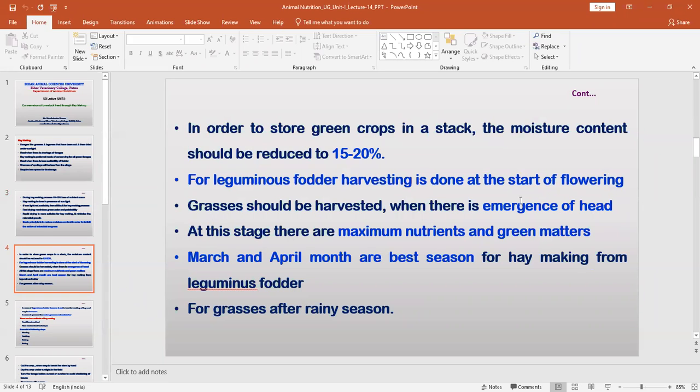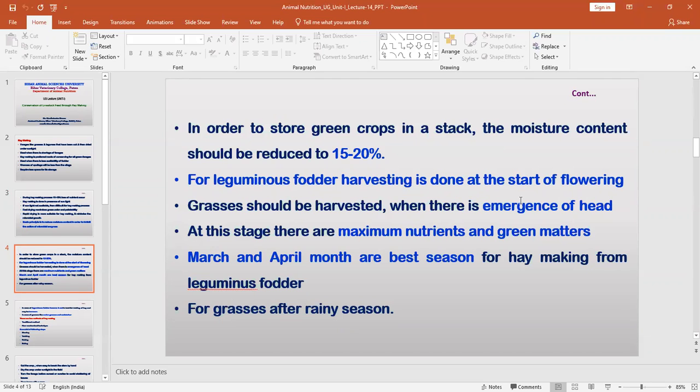And in order to store the green crop in a stacked manner, you should remember that the moisture content should be reduced to 15 to 20%.